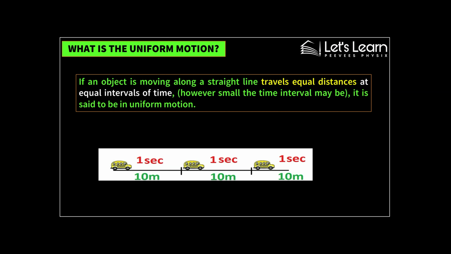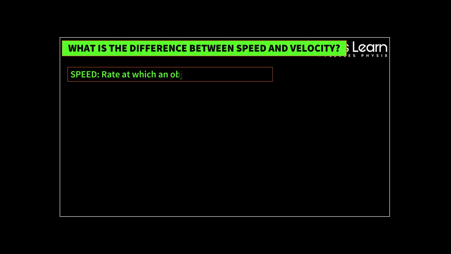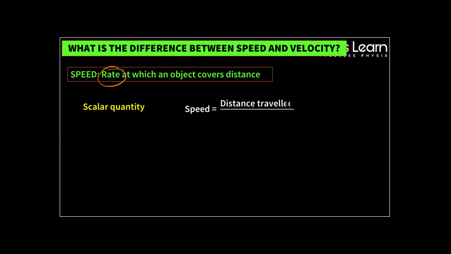In short, I can say in uniform motion, speed remains constant. Speed doesn't change. Now we move on to difference between speed and velocity. We know speed is total distance divided by total time. Divided by time, we call it as rate. So speed is the rate at which the object travels distance. It's a scalar quantity. And look at the equation, speed equals distance divided by time, which means speed is the rate at which the object travels distance.